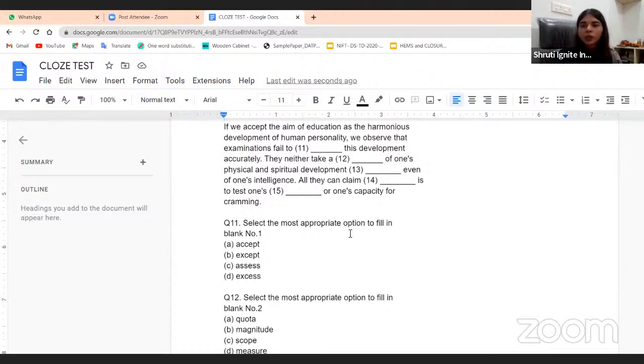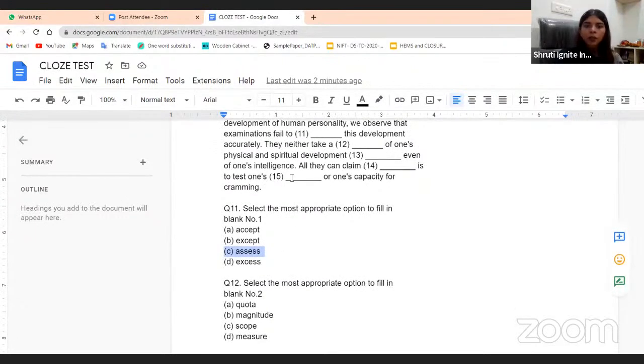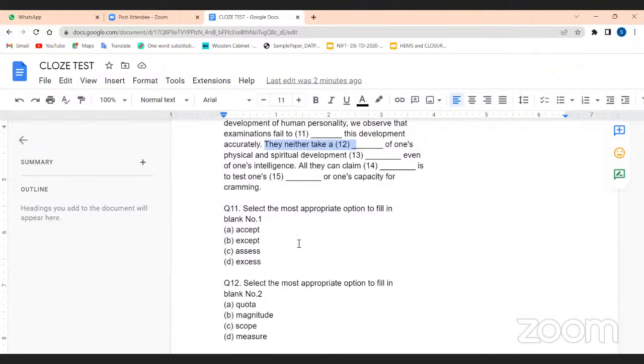Because we are already talking about the acceptance of the aim of education as harmonious development of human personality. So over here, the sentence is saying that examinations are not really the right way to assess a person's potential or what development they have gone through. So assess, which is option C, should be the correct option in this case. Okay, now come to the next one. 12th, they neither take a dash of one's physical and spiritual development, dash even of one's intelligence. Measure. Scope.